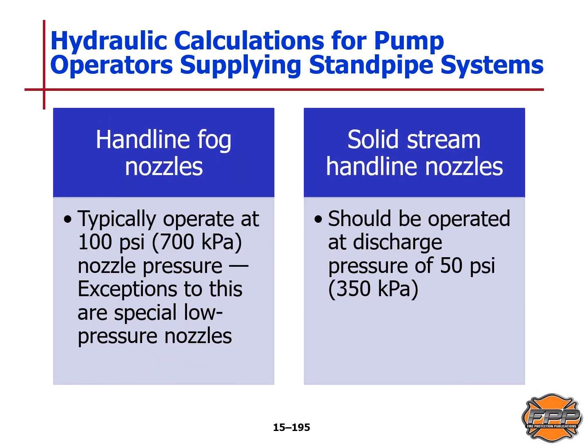Handline fog nozzles typically operate at 100 psi or 700 kilopascals nozzle pressure. Exceptions to this are special low pressure nozzles. Solid stream handline nozzles should be operated at discharge pressures of 50 psi or 350 kilopascals.